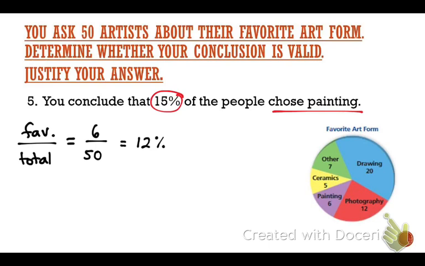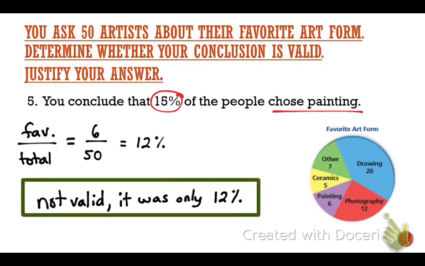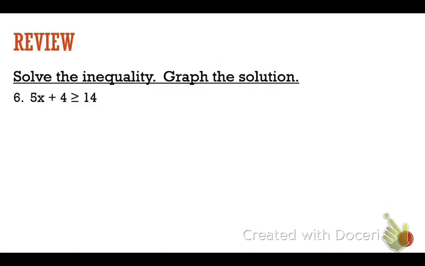Let's go back to what it says. You conclude that 15% chose painting. Was that truthful according to what we just came up with? No. So is this valid or not valid? Not valid. It is not valid because it was not a true statement. Instead, our reasoning, justifying our answer, is that it was only 12%. It was not 15%. Therefore, it was not valid or truthful.